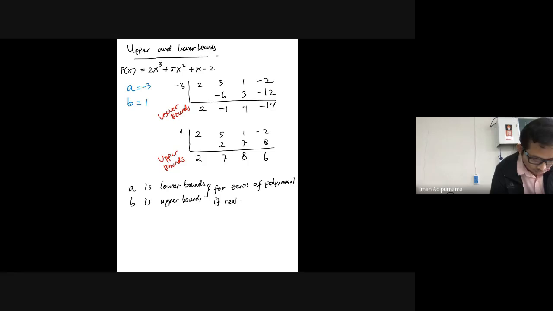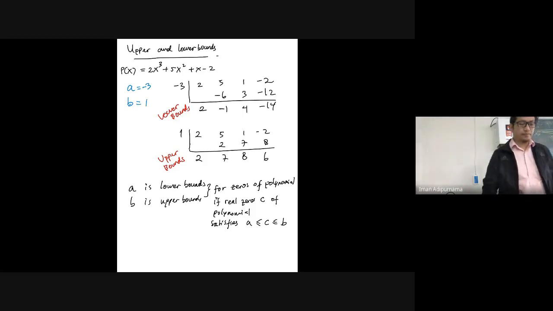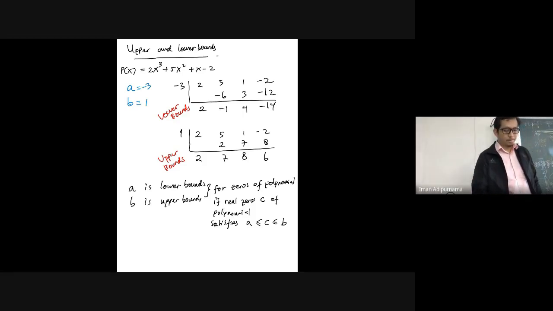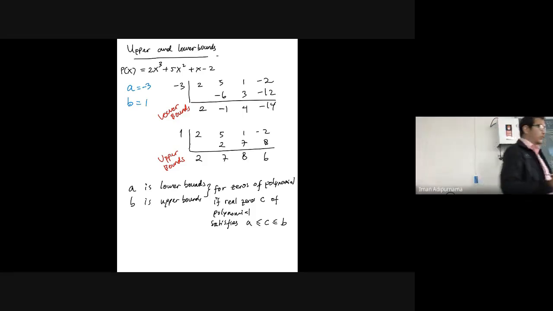If the real zeros c of our polynomial satisfy a less than c less than b, then, when you find a number and the results are all the same sign, it means you have an upper or lower bound. And your real zeros are in between these two.